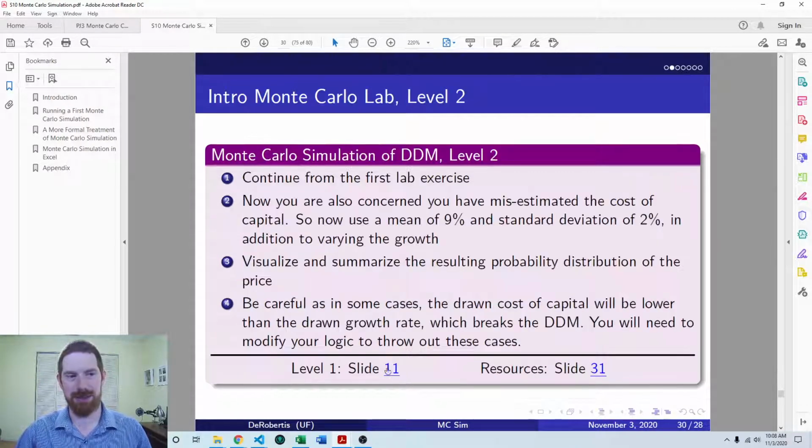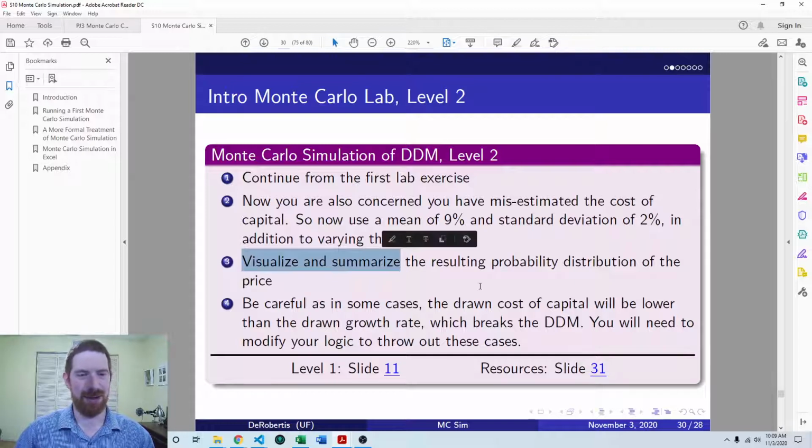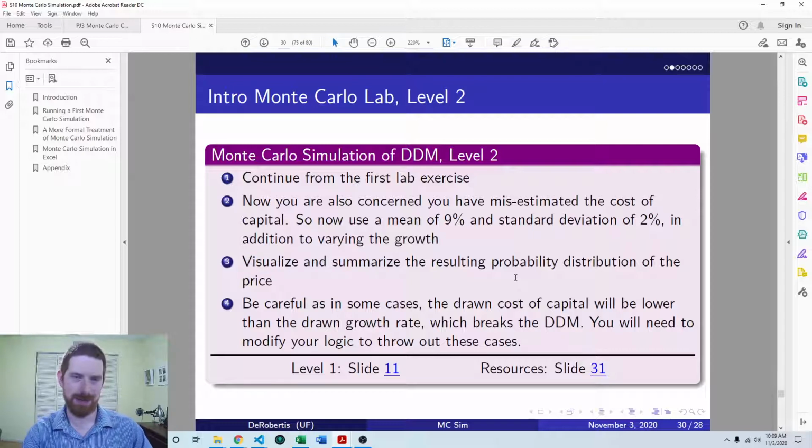And then coming to the level 2 exercise, it's going to be continuing on from the first, but here you're just also concerned that the cost of capital could be misestimated. So for that, we'll also be drawing from normal distributions using a mean of 9%, standard deviation of 2%, and the growth is also being randomly drawn at the same time. And then we want to run through the simulations and visualize and summarize the resulting probability distribution of the price.